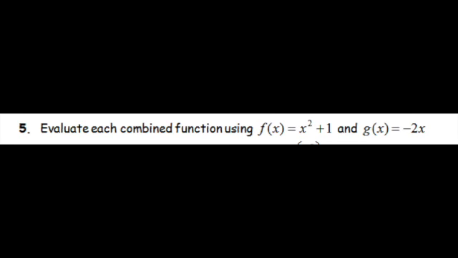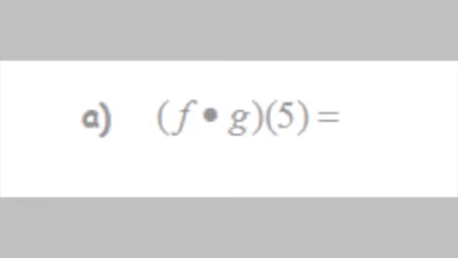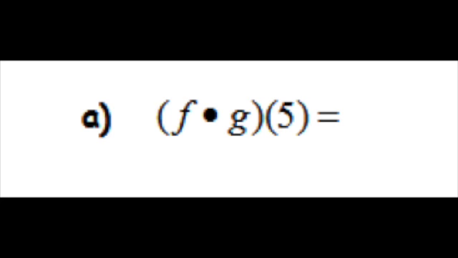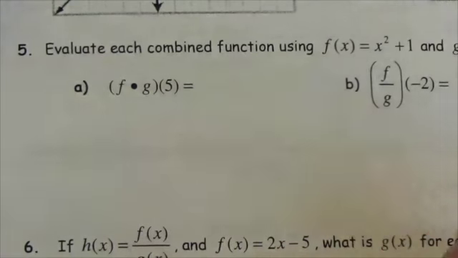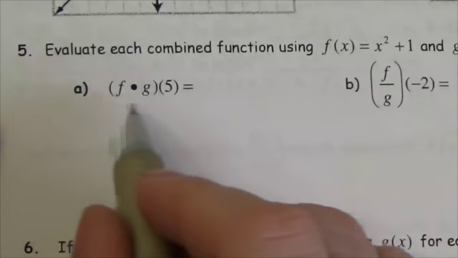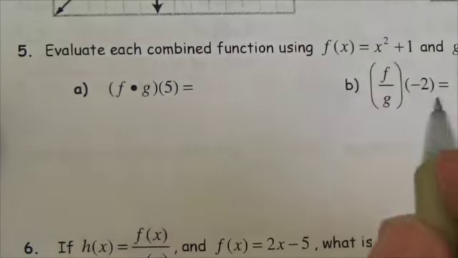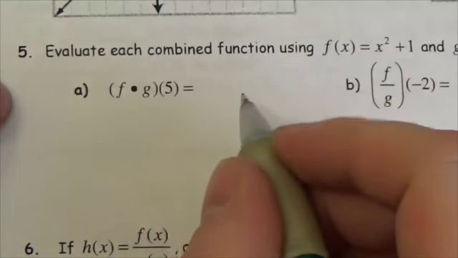Evaluate each combined function using f of x equal to x squared plus 1 and g of x equal to negative 2x. F times g of x evaluated at 5. All right. So we're back down to questions like this where we're going to evaluate the product of two functions at a given value. We'll take a look at a couple of different ways of doing this.